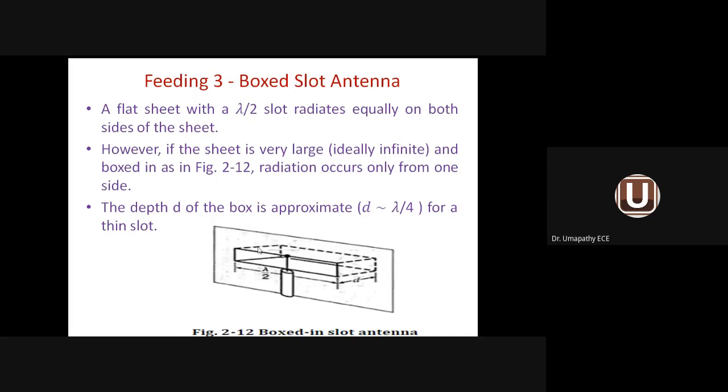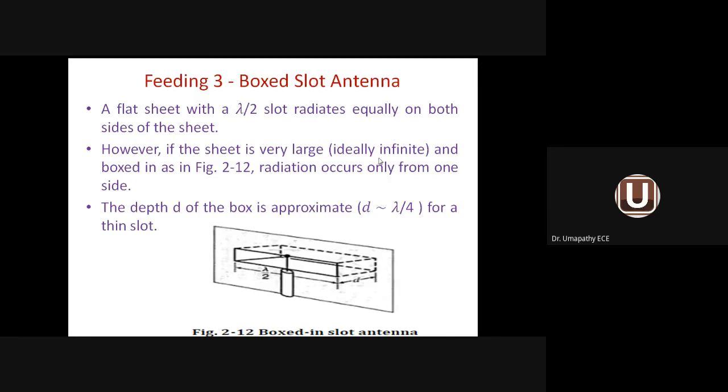Normally, before going to the setup, I am taking a flat metallic sheet with a lambda by 2 slot, which radiates equally on both the sides of the sheet. Now take a flat metallic sheet which has 2 sides. In the center, I am making a slot. The length of the slot is lambda by 2. Now it radiates energy in both the directions when I feed through a transmission line.